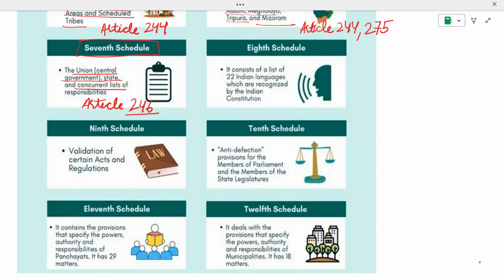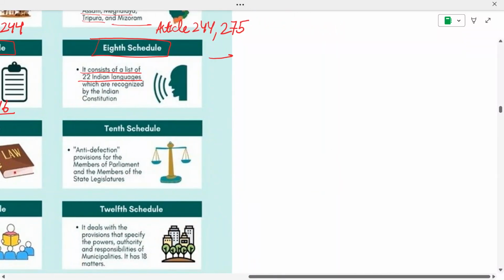Now coming on to the 8th schedule. This 8th schedule consists of a list of 22 Indian languages which are recognized by the Constitution of India. Originally, there were only 14 languages which were the scheduled languages, and later 8 more were added. So now in total we have 22 scheduled languages recognized in the Constitution of India. Otherwise, India has more than around 1400 spoken languages, but the ones which are recognized are 22 in number.